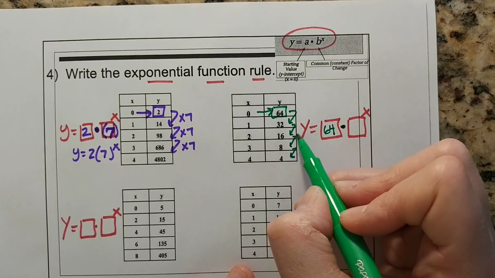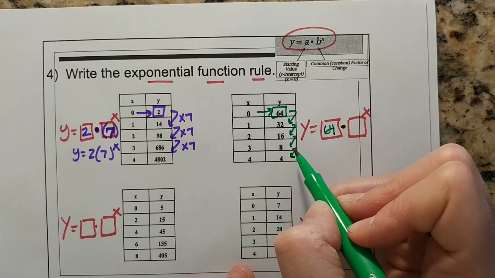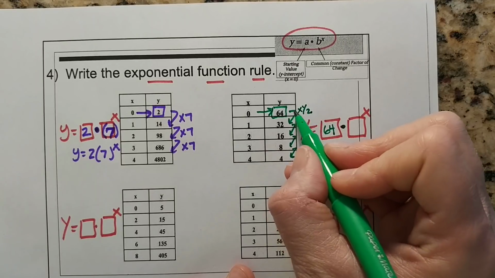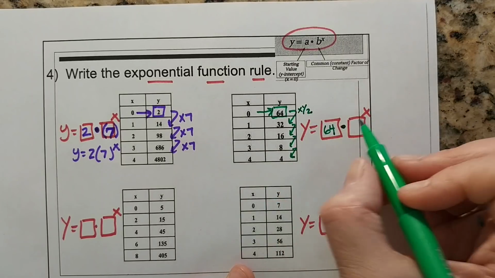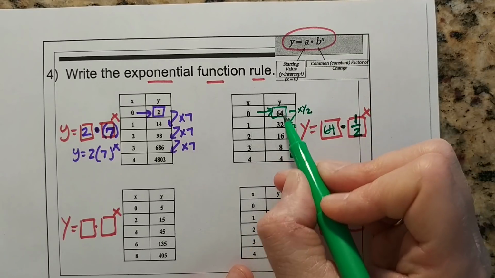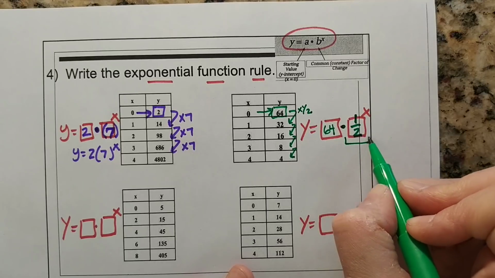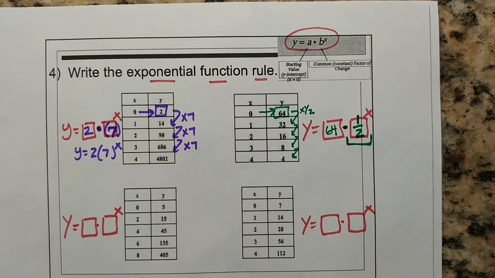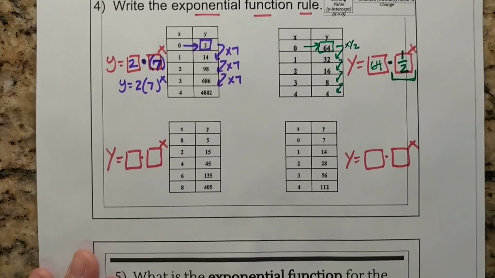So even though I'm dividing by 2, I have to think, what's that the same as multiplying by? It's the same as multiplying by 1/2. Times 1/2, times 1/2, times 1/2. So I put 1/2 here. If this is decaying, if this is going down, this number is going to be less than 1. And I can see that that's 1/2. Okay, let's go to the next one.